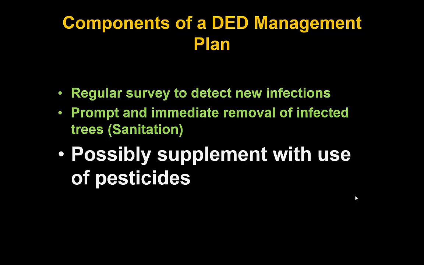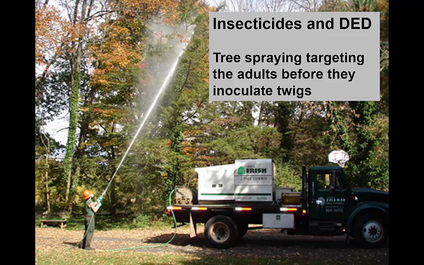Sanitation is key. There is some use of insecticides and fungicides to help with managing Dutch elm disease, although these are far less important and can only supplement the other approaches involving sanitation. So insecticides can be used. The insecticides that are used for Dutch elm disease would be ones that are applied in the canopy of the tree that would be targeting the adult beetles before they engage in that twig feeding.